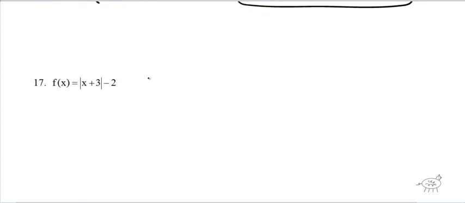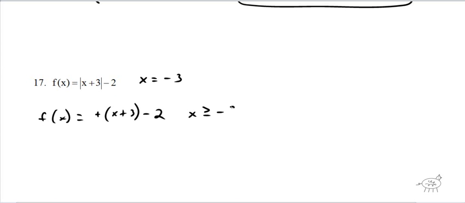So my vertex is going to be x equals negative 3. That's the x part. So I'm going to say f of x is equal to, and you keep the same sign, so it's x plus 3 minus 2 when x is greater than or equal to negative 3, and change the sign, so negative of x plus 3 minus 2 when x is less than negative 3.